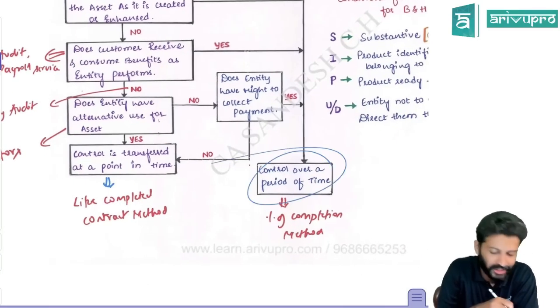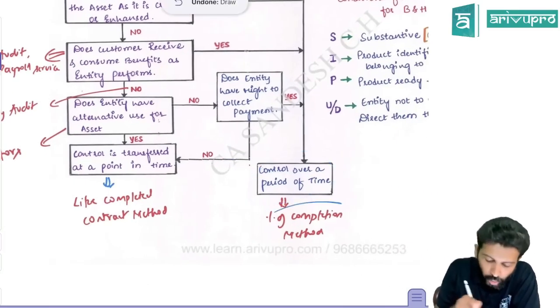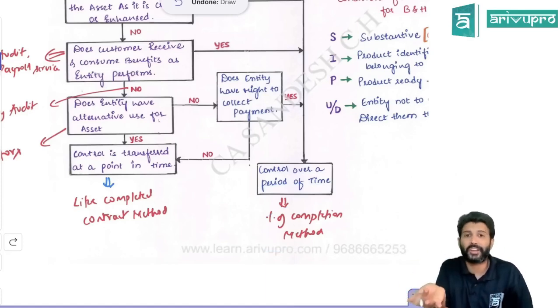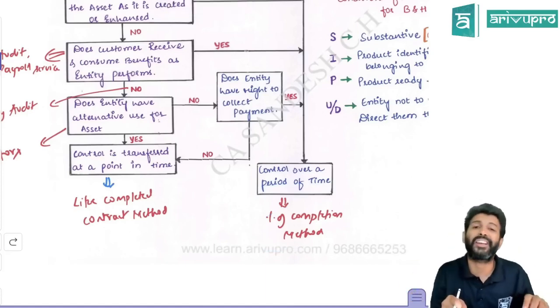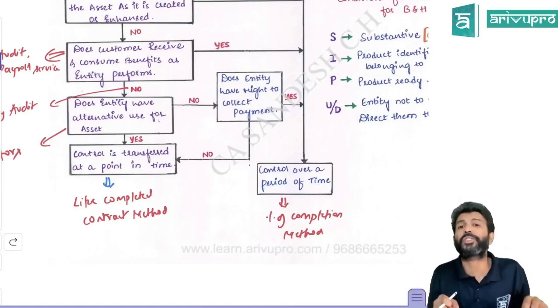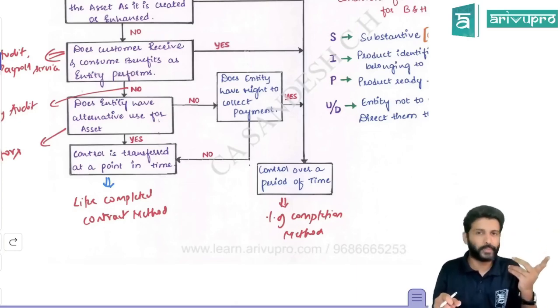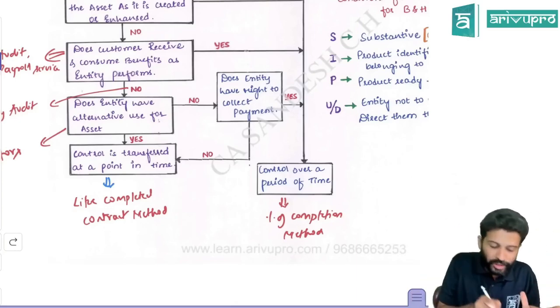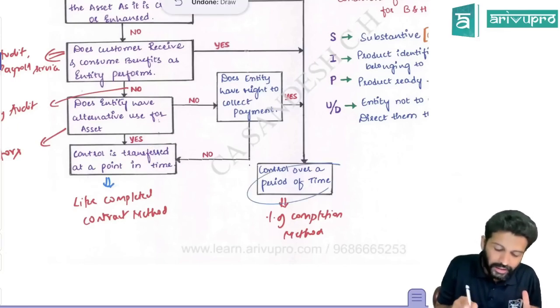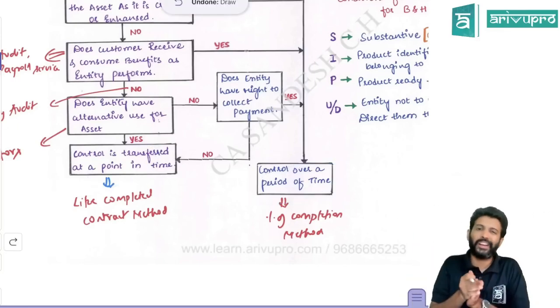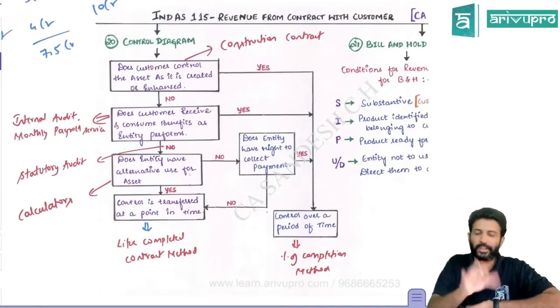However, if control is satisfied over a period of time, then you will do the accounting on a percentage of completion basis. Meaning if 10% of the work is complete, you can recognize 10% of the revenue this year. Next year, if 40% of the work is completed, you can recognize 40% of the revenue, like that. For that, when can you say control is transferred at a point in time, and when over a period of time? For that, they have given certain conditions, which are represented as a flow chart here.